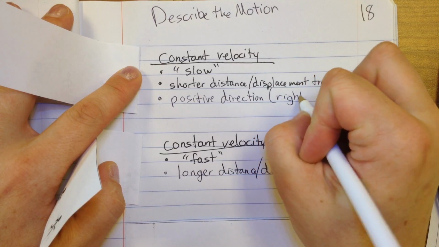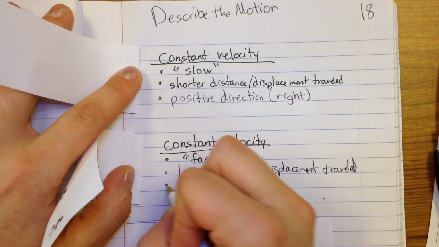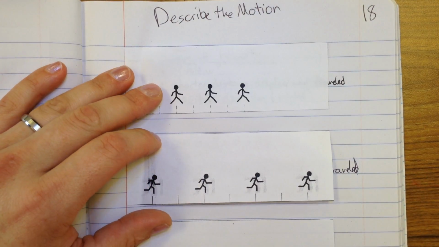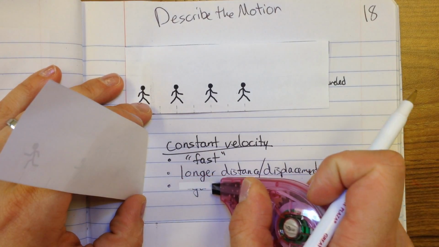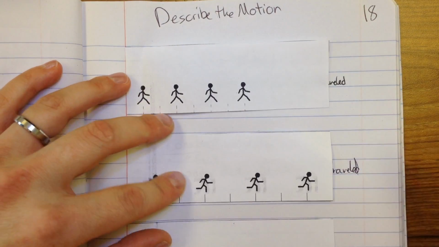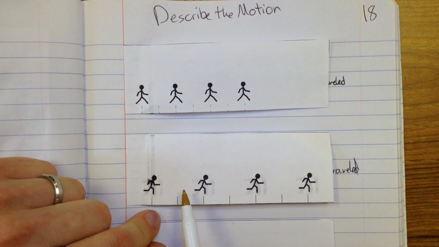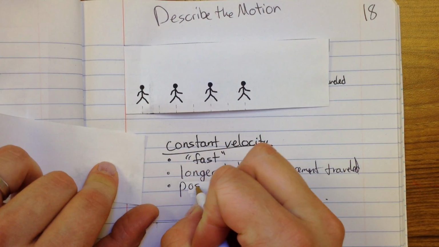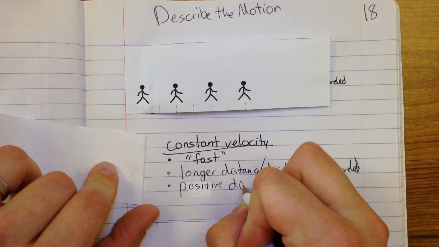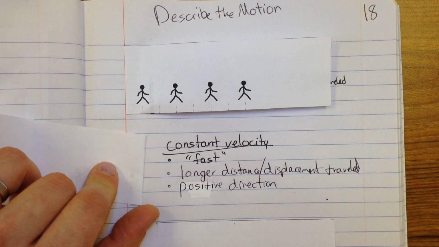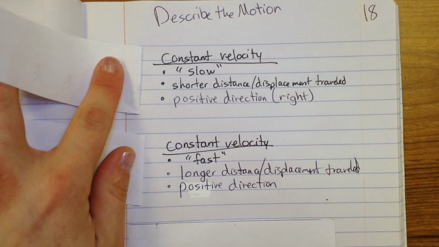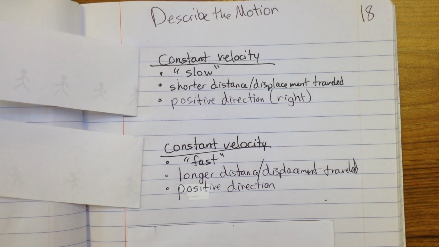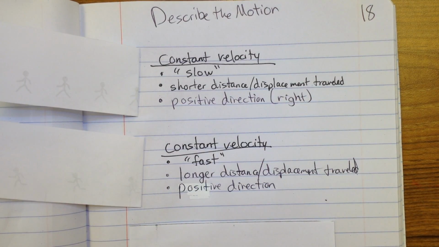Moving to the right. Positive or negative direction. Moving in a positive direction. This one as well is moving in a positive direction. They're both moving in the same direction. Okay, so that's the first two. Our two constant velocities, fast and slow. Everyone have that written down?